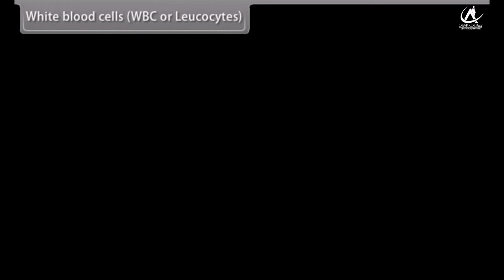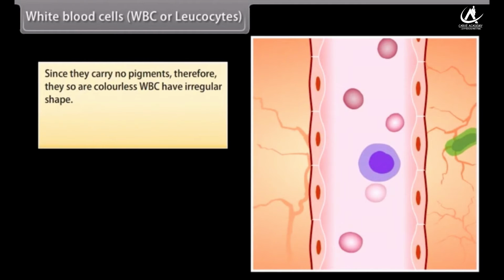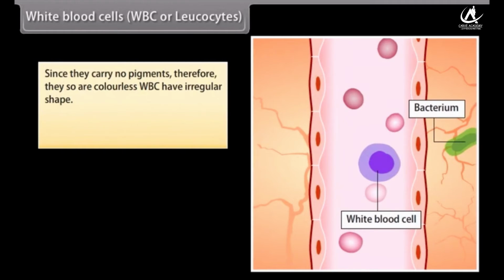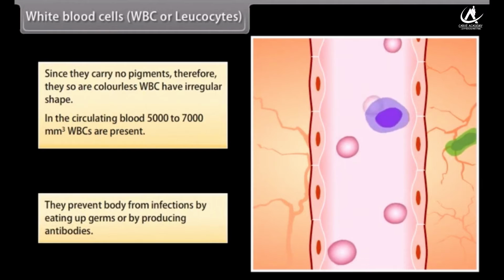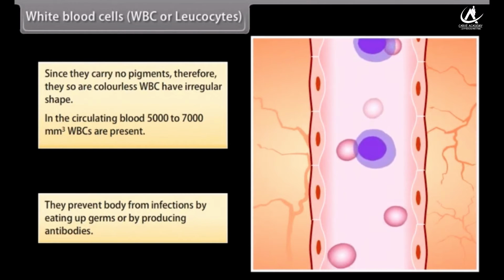White blood cells, WBC or leucocytes. Since they carry no pigments, they are colorless. WBC have irregular shape. In the circulating blood, 5,000 to 7,000 per mm³ WBCs are present. They prevent the body from infections by eating up germs or by producing antibodies.